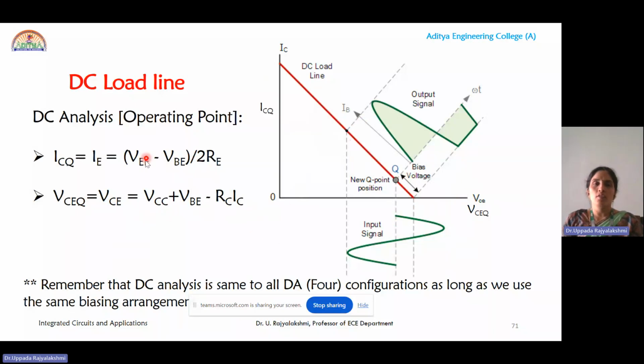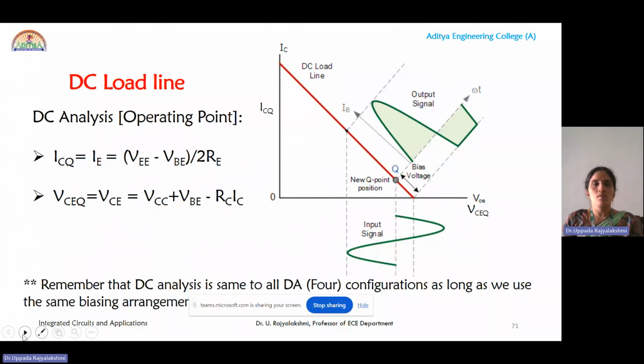One more point that we have to remember is that the DC analysis, that is the calculation of ICQ and VCEQ, is the same for all the 4 configurations, because we are using almost the same biasing arrangement, and we are setting the AC input signals to 0. So the DC analysis remains the same: ICQ is equal to VEE minus VBE by 2RE plus RN by beta, and VCEQ is equal to VCC plus VBE minus ICRC.